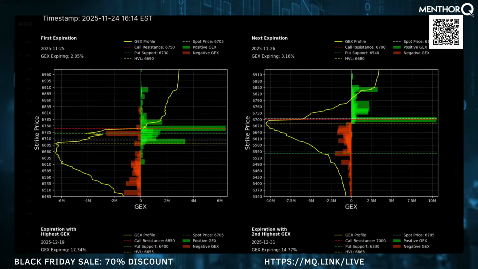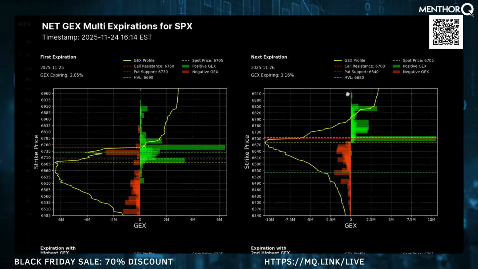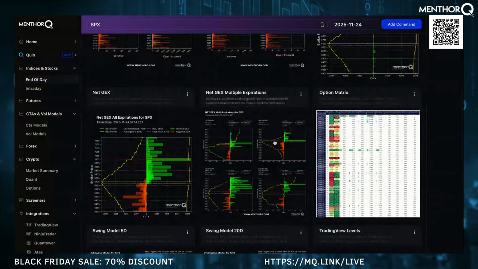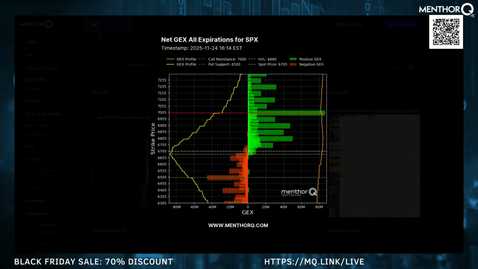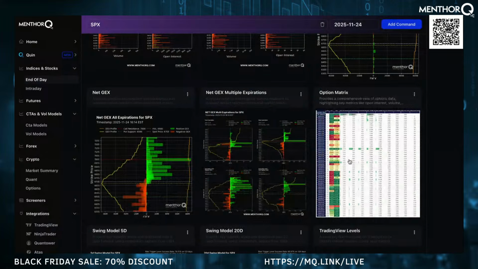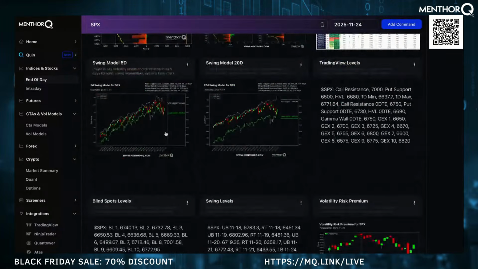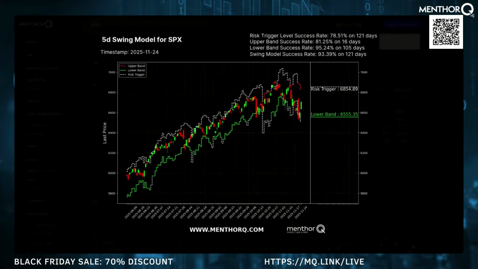Then we go into the GEX multi-expiration, and we're looking for the big magnets. So we have 6760 big magnet, 6700 big magnet, and 7020 big magnet. That's for me really important when I map it on my chart as a magnet. As a futures trader I'm looking for the big magnets, because the big magnets mostly attract the market. And then I'm starting again with the 5-day swing model, 20-day swing model, and last but not least, I copy all the levels into my chart.